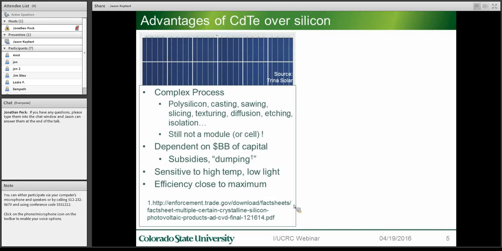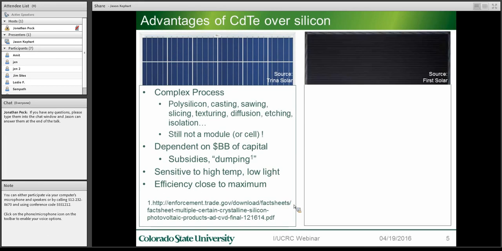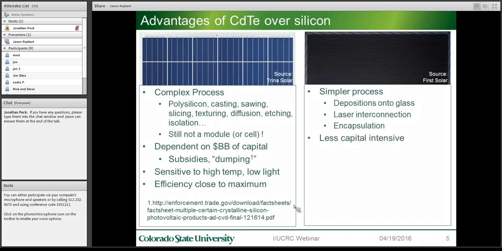So if we really want an energy solution, we can't be relying on subsidies. Silicon modules are also sensitive to high temperatures and low light conditions, and their record efficiency has not been improving very quickly. If you contrast this with a cadmium telluride panel made by First Solar, it's a much simpler process. You start by depositing a few layers, thin films, onto glass, and then you interconnect this layer into many cells to create a higher voltage module. To encapsulate the module, you bond a second piece of glass onto the back. This process is much less capital intensive.